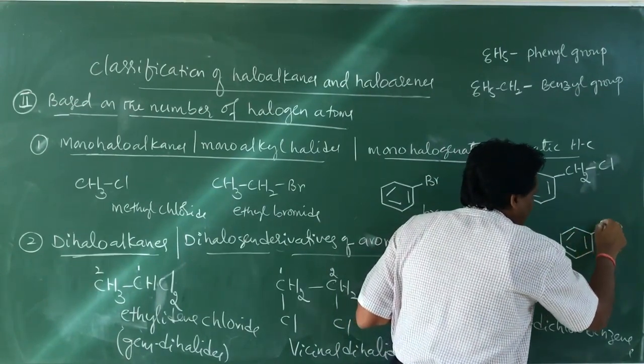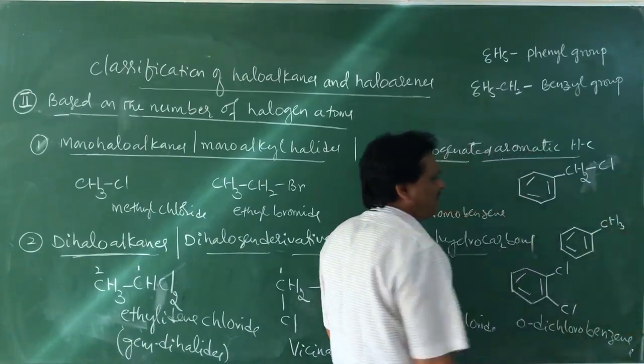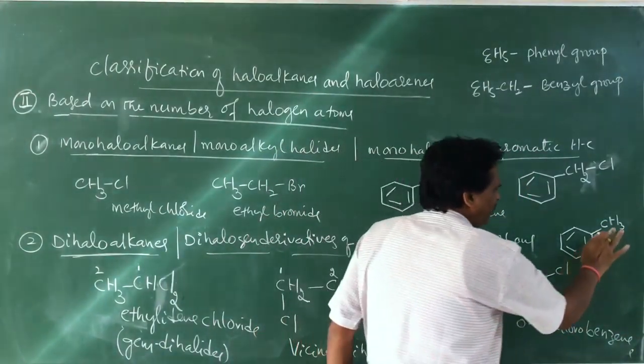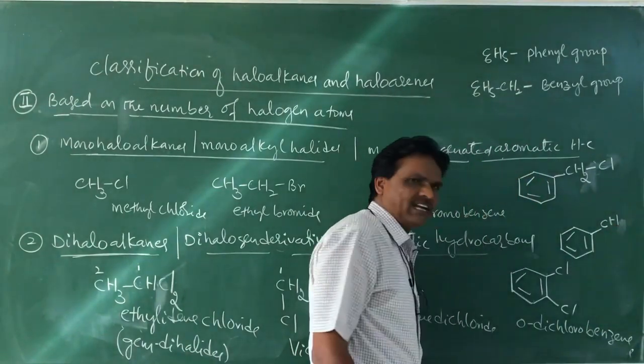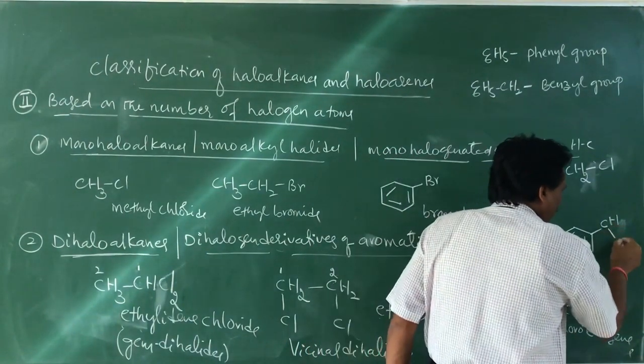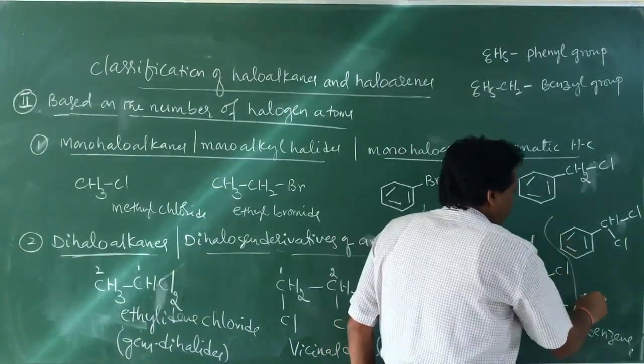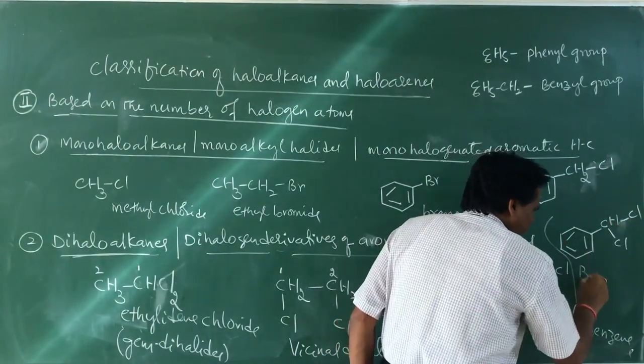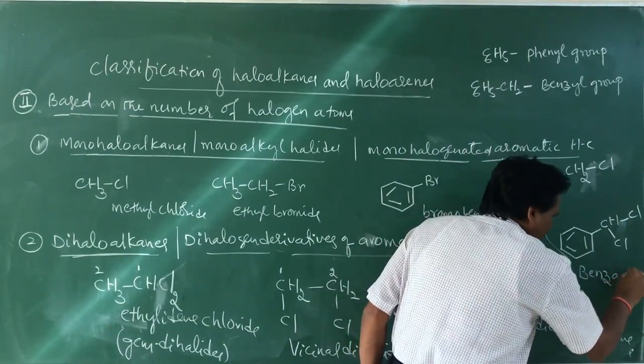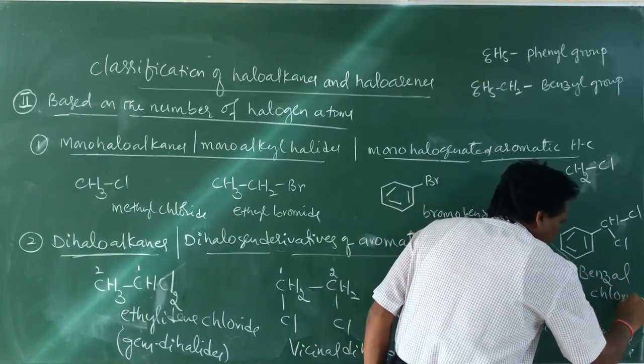If you take another compound, for example this kind of compound, this is toluene. If two hydrogen atoms of the side chain of toluene are replaced by two chlorine atoms, this is a case of geminal dihalides. This is called benzal chloride.